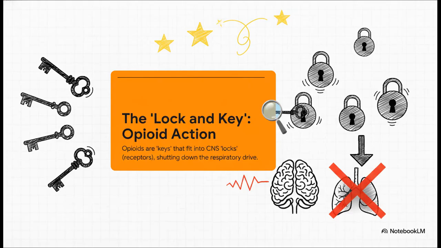Okay, switching gears now to opioids. The best way to think about this is like a lock and a key. Opioids are like these perfect little keys that fit right into the brain's receptor locks. When they turn, they block pain and cause euphoria, sure, but they also turn the key that shuts down the brainstem's control over breathing. And that's the mechanism that makes an overdose so incredibly deadly.